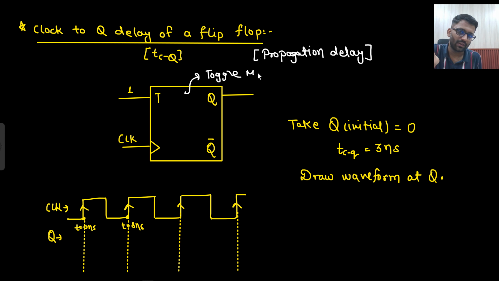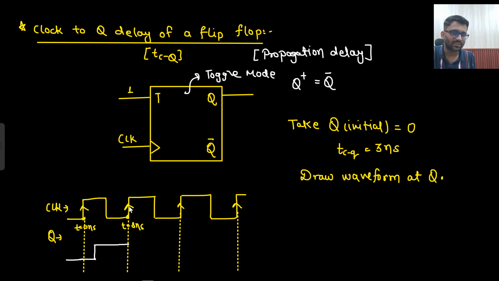This is in toggle mode. Toggle mode means Q plus will be equal to Q bar. So as Q initial I am taking as 0, just as the positive edge arrives, it will say toggle now, go to 1. But my flop will say, yes, I will go to 1, but I will take 3 nanosecond of time.